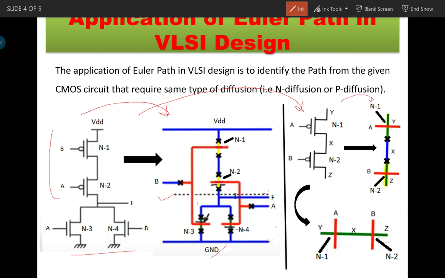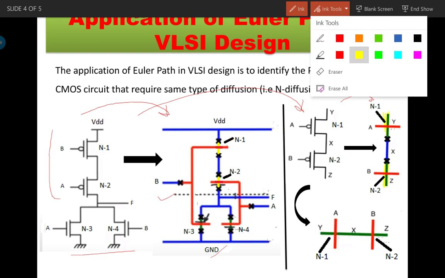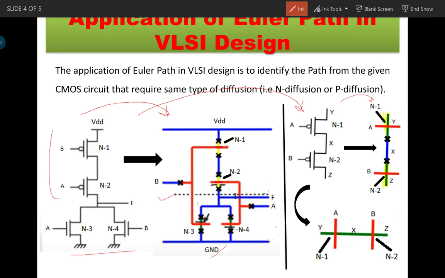So let us consider this is a yellow line. The yellow line shows the P diffusion and the red line crossing the yellow line shows the PMOS transistor. The main thing you will see is that the portion between the two transistors will be shown with a blue line joining the two diffusions.